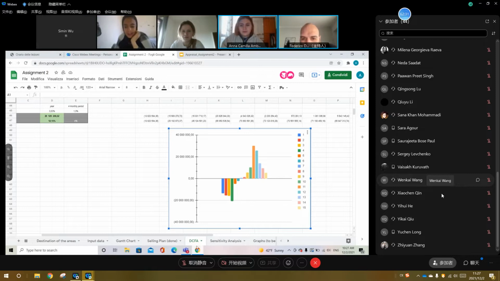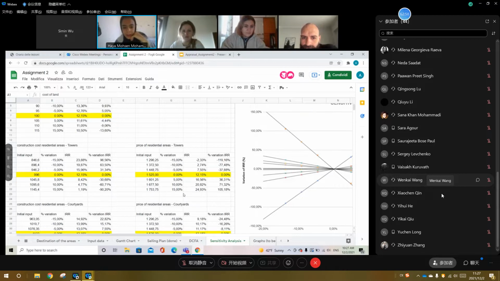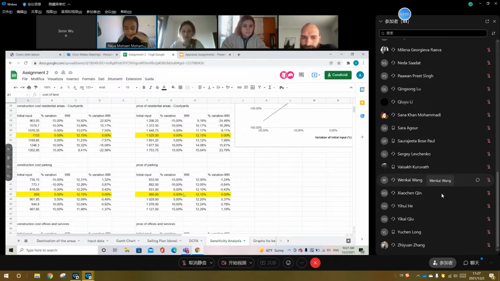Can I go to the sensitivity analysis? Yeah, sure. Okay. And then we did the sensitivity analysis, and we put all the variables and how the initial input affected the IRR, and we put the variations, and we found that the parking is the least sensitive area to the analysis and to the variations, and the residential towers were the highest sensitivity.